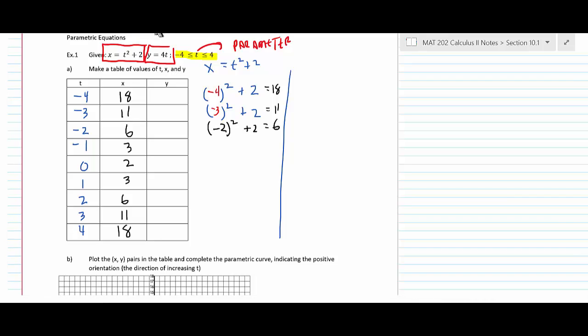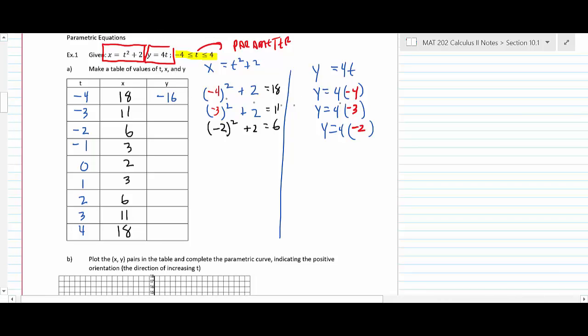Okay, and then the next thing we're going to do is we have y is equal to 4t. So again, we just do 4 times whatever t is. This is easy enough, you can probably do this in your head. So let me just do the first couple. We have -4 as our parameter, then -3, then -2. If you work out the details, that's going to be -16 here, -12, -8, and so forth, like that.